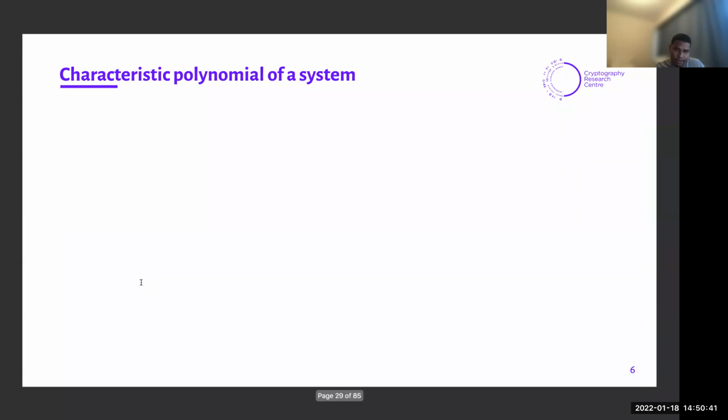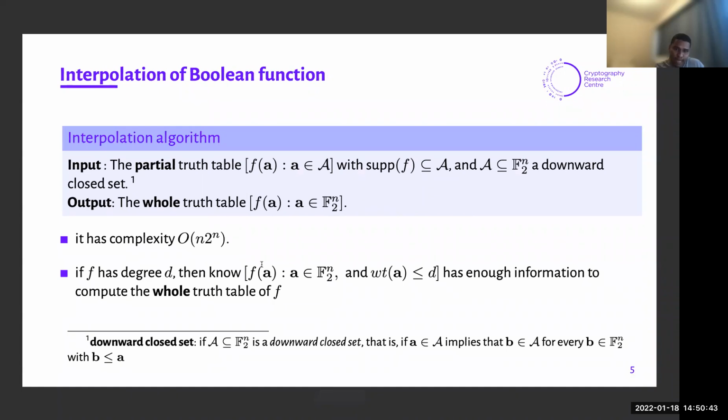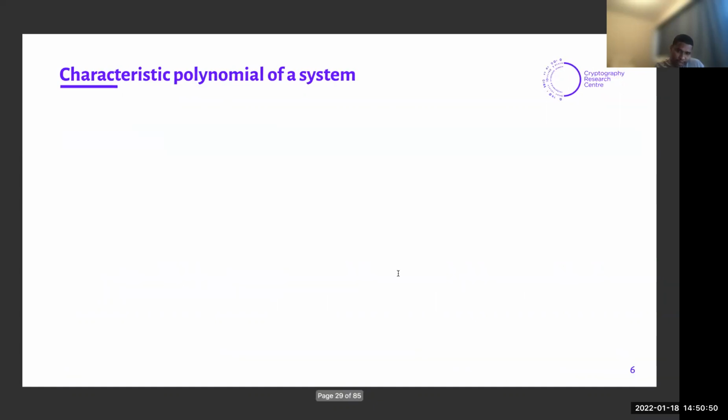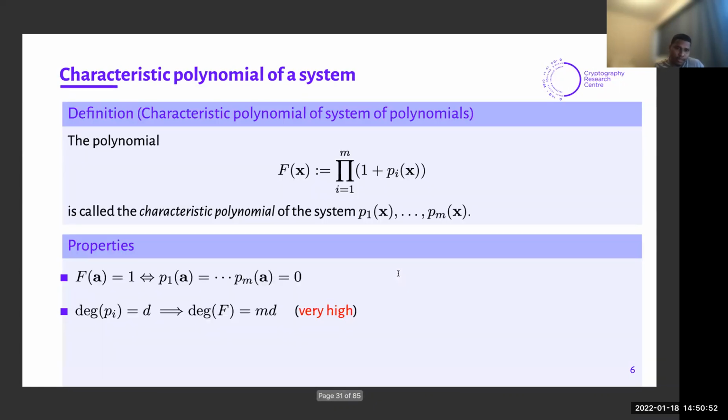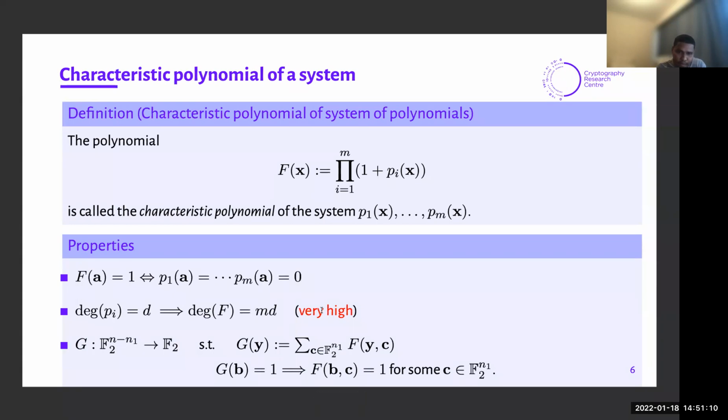But remember from the previous slide that the only information I need is the evaluations on all the vectors with Hamming weight less than d. The problem with this polynomial is that its degree is very high. So at the end, I would need a huge number of vectors, I mean 2 to the n evaluations, in order to compute the truth table. So I don't have any gain here.